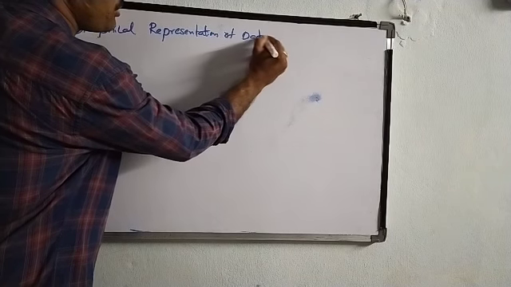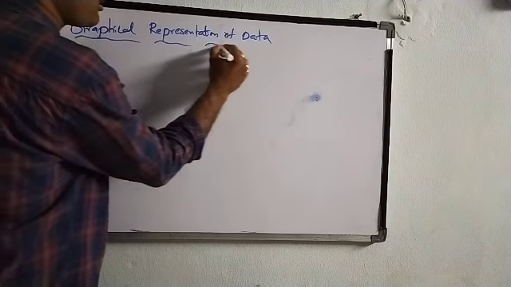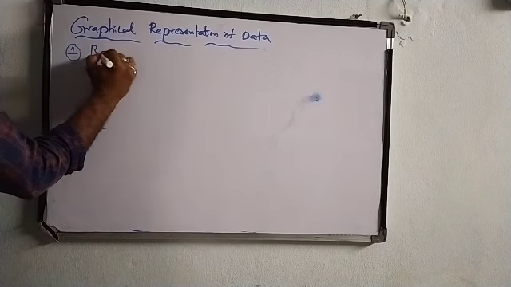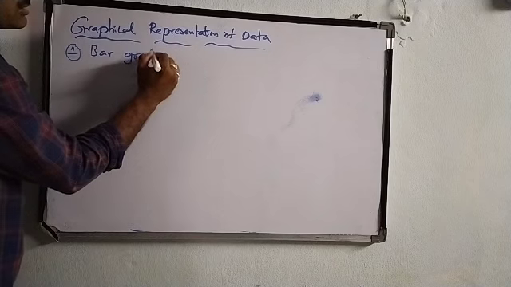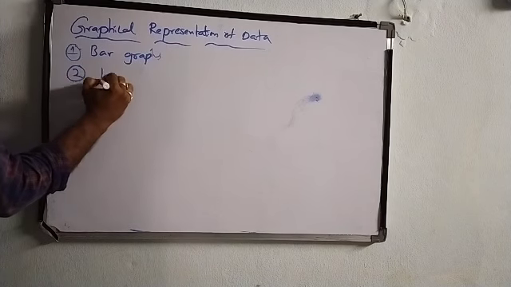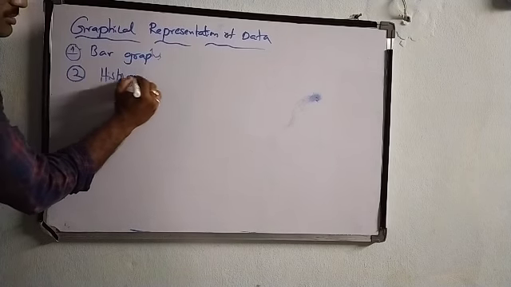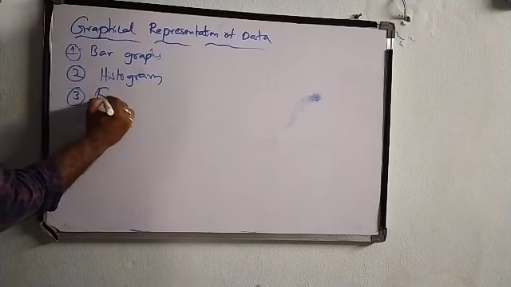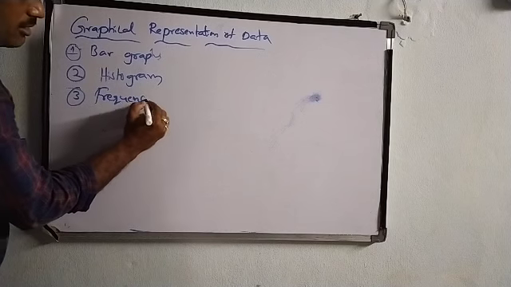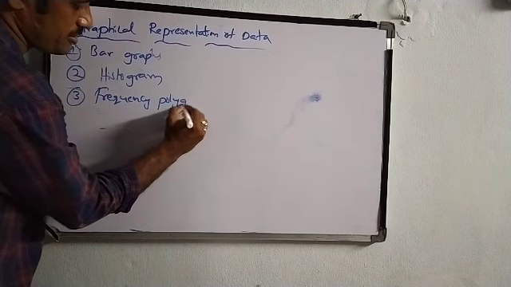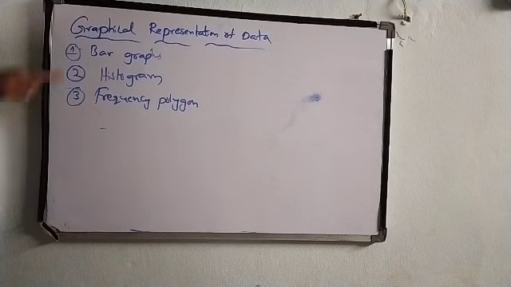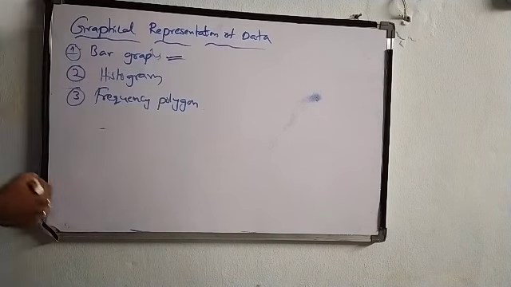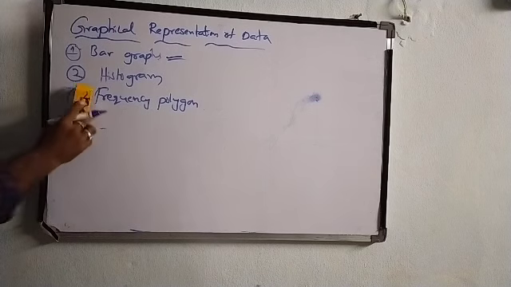Good morning students. Today we are going to learn graphical representation of data. This graphical representation of data can be done in three ways. First one is bar graph, which we have already learnt in the lower classes. Second we have histogram. Third one is frequency polygon. So these are the three methods where we are going to represent the data. First of all we will learn how to represent the data in the bar graph.